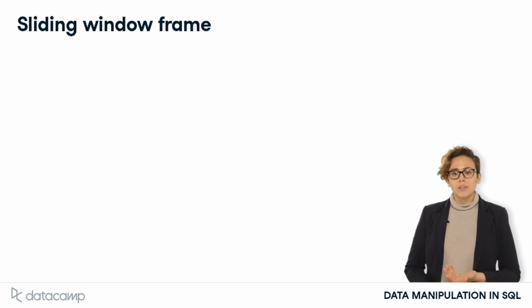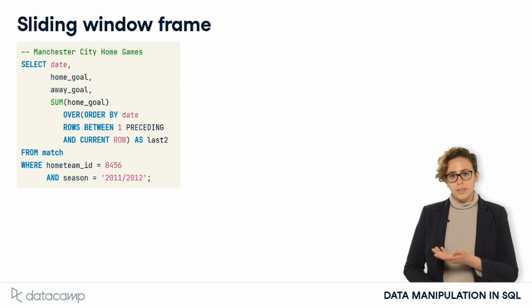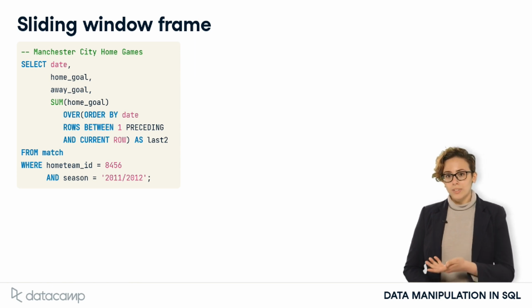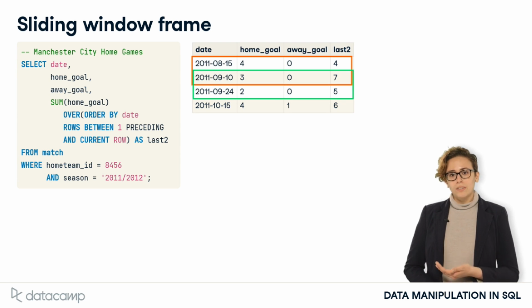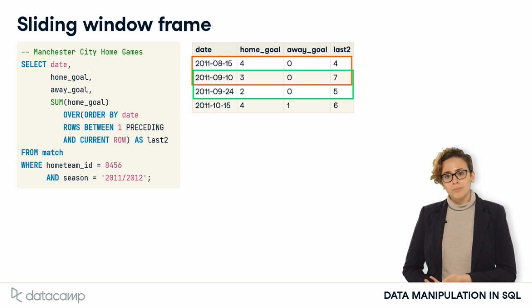Using the preceding statement, you also have the ability to calculate sliding windows with a more limited frame. For example, the query you see here is similar to the previous one with a slightly modified sliding window. The phrase unbounded preceding is replaced here with the phrase one preceding, which calculates the sum of Manchester City's goals in the current and the previous match. As you see in the dataset here, the two rows in red are used to calculate the sum on the second row, and the two rows in green are used to calculate the sum on the third row.